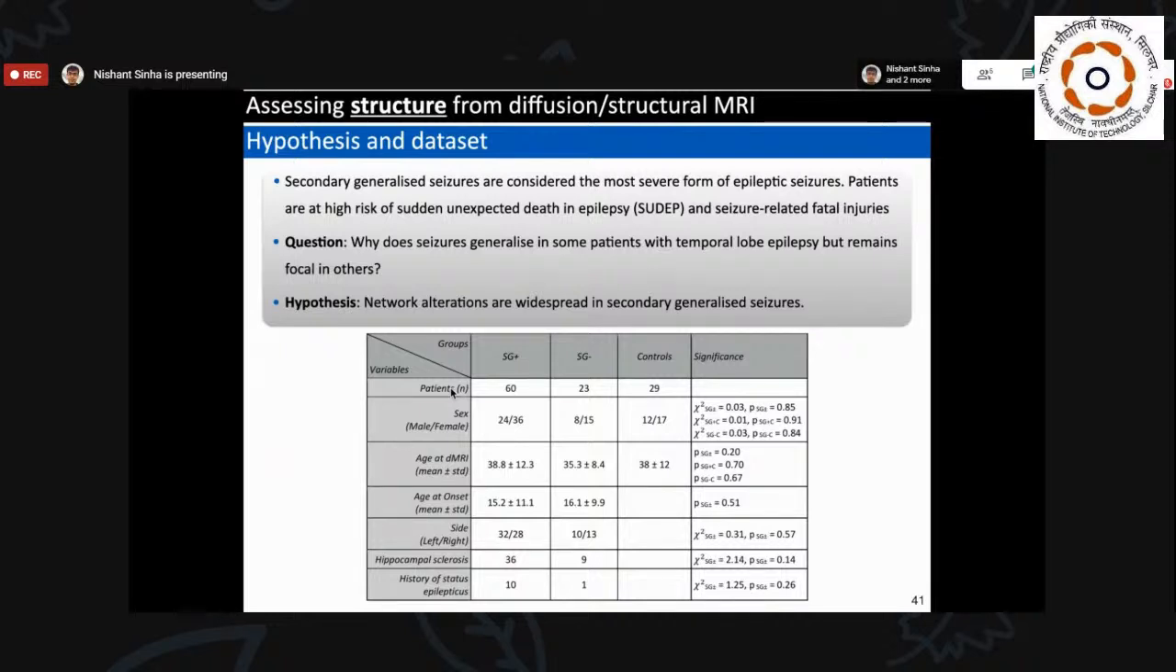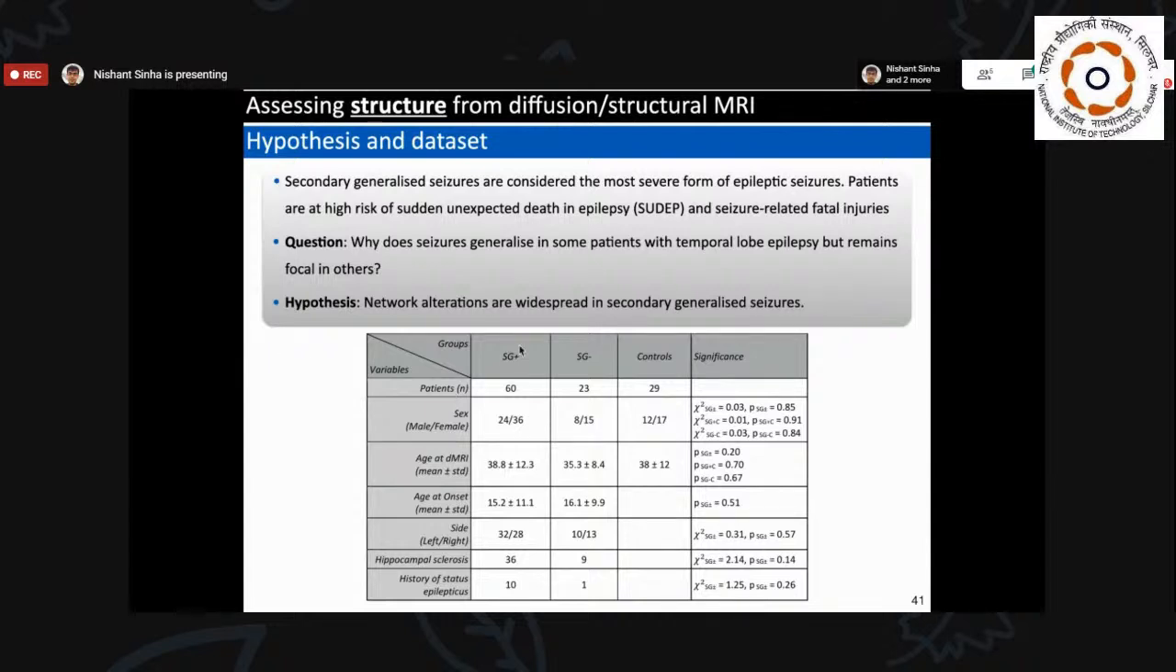And therefore, the question that we ask in this study is why do some seizures, which start in the temporal lobe, remain local in some patients, but generalize in other patients? And again, the hypothesis here is based on the networks. So we hypothesize that the abnormality in the brain network is greater for the patients who have secondary generalized seizures.